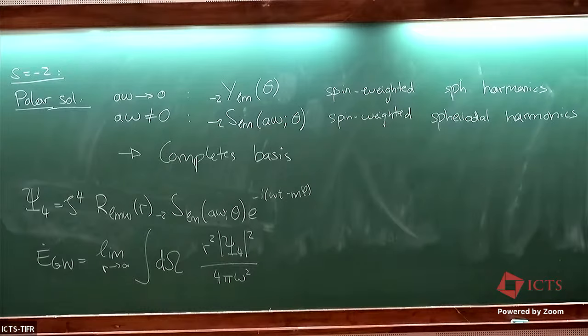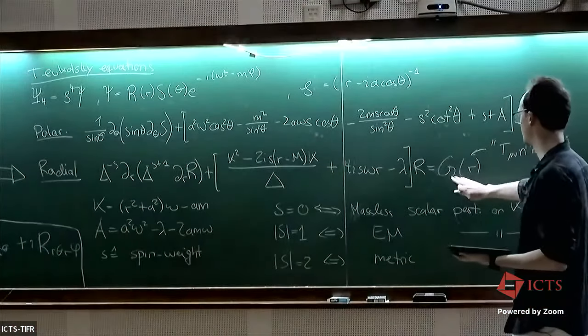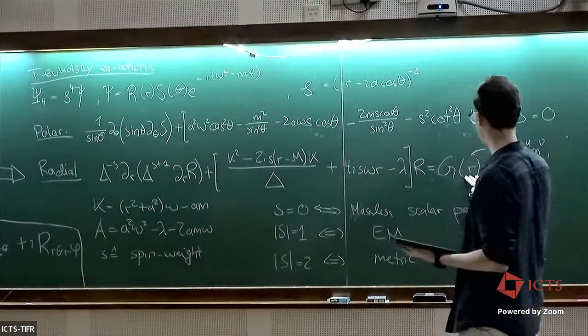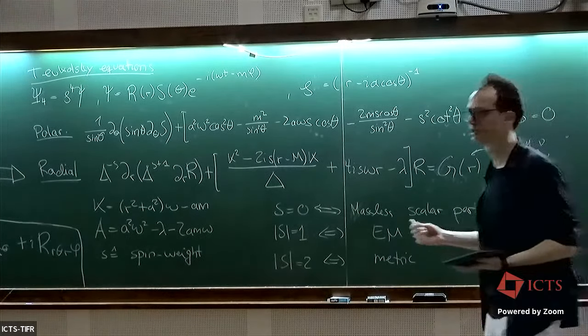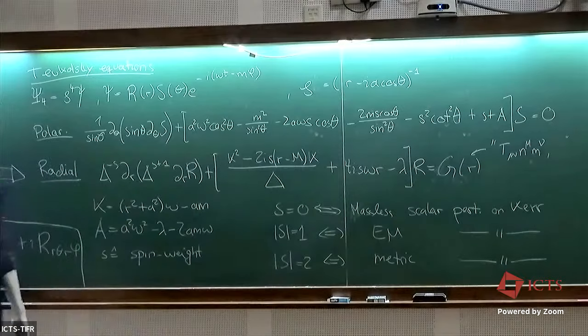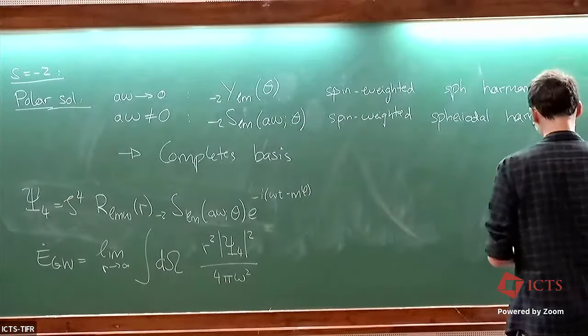And so the way to do this, again, recall the radial equation is this second order ODE with some source G of r, where this G of r is somehow constructed from the stress energy sourced by the superradiant field. And so the way we're going to solve this equation is using a Green's function.